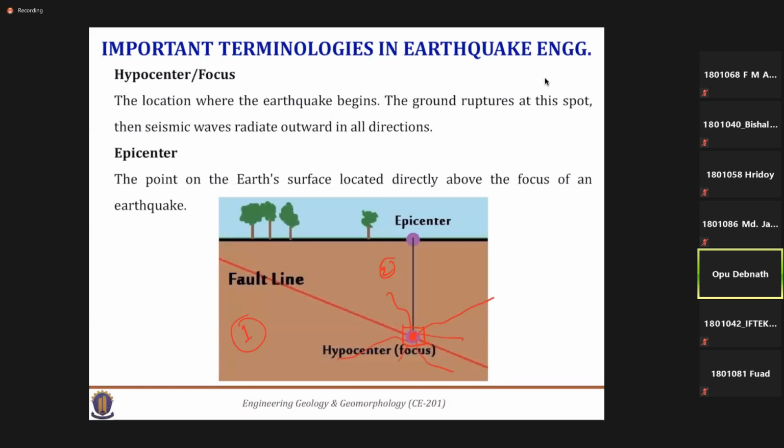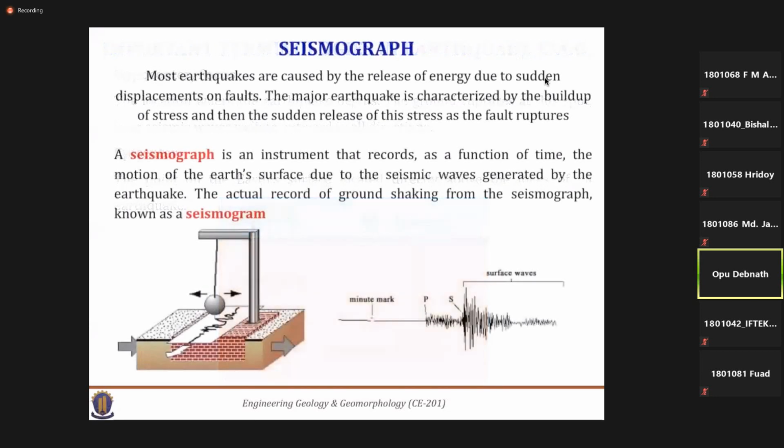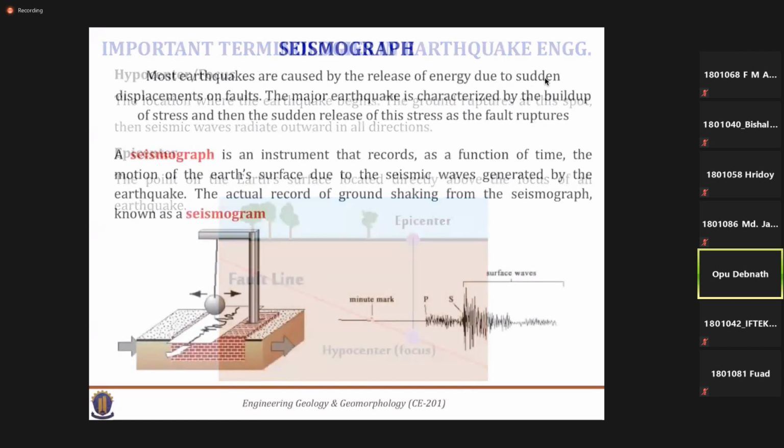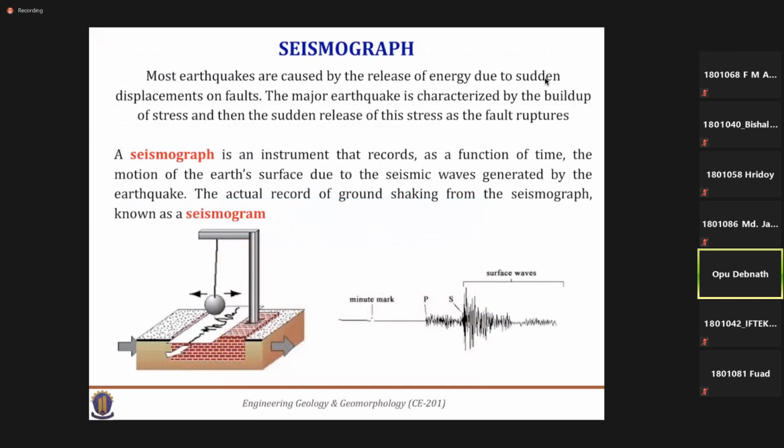And the next one is the epicenter. This is a very common term to us because it is on the earth surface. Epicenter is the point on the earth surface directly above the focus. That means suppose this is the focus, if we go perpendicular to this direction, we will find the epicenter. And the next one is the seismograph.